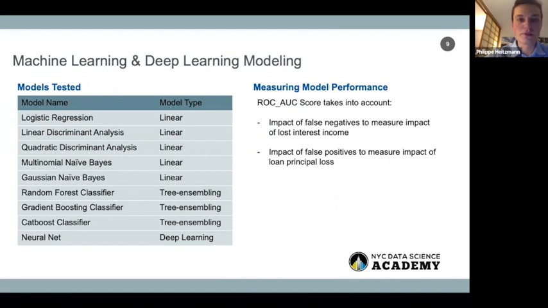So going into some of the meat of the project itself, which is really the machine learning and deep learning modeling. There were 9 models that I was interested in looking at here. You'll see them in the left hand side table. But really, these are linear models such as logistic regression or linear discriminant analysis, which will really try to find and model more linear relationships in your data.